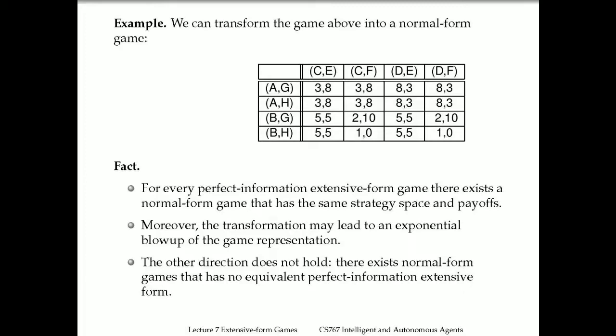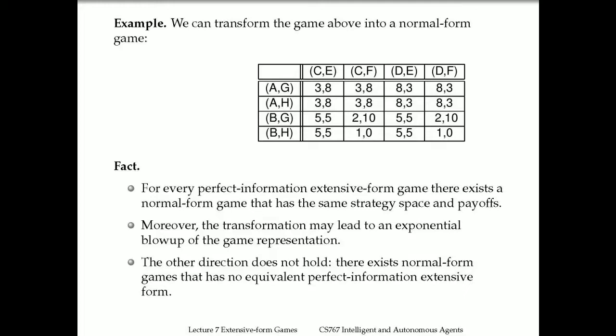Right? So for every perfect information extensive form game, there exists a normal form game that has the same strategy space and payoff, and therefore these 2 games are equivalent, and we can just analyze the normal form game in order to analyze the situation of the extensive form game. Of course, if you look at the complexity of this transformation, it may lead to an exponential blow-up, because if you have, for example, several such nodes with 2 options for the player, then you have exponentially many possible strategies. So the table can get very, very large when the tree becomes large.